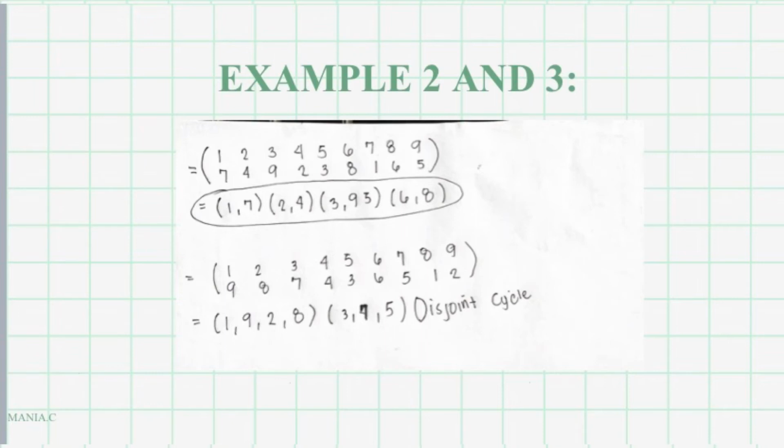Now let's move on to the other example, which is example 3. So let's do more. I'm going to start with number 1, no? So 1 maps to 9. 9 maps to 2, nga ang 2 maps to 8. Then si 8 maps to 1. No, nakita ninyo, no? So we are done dealing with numbers 1 and 2.